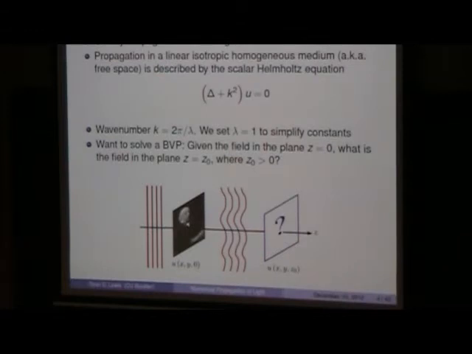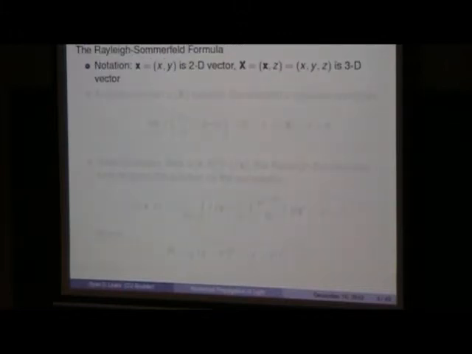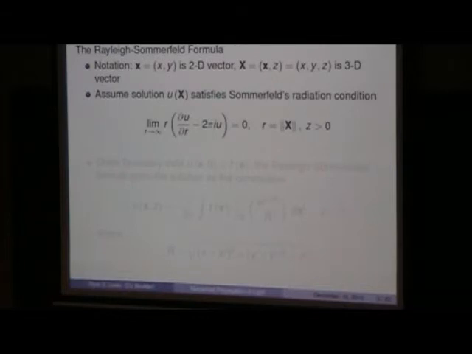And the problem we want to solve is a boundary value problem. If you're given the field in a plane, which we'll always take to be z equals 0, we want to know what's the field in some plane to the right, z equals z naught. As a point of notation, I'll have to use two-dimensional vectors and three-dimensional vectors. So a 2D vector will always be lowercase bold, a 3D vector will always be uppercase bold. Now we'll assume that our solution satisfies Sommerfeld's radiation condition, which gives us the outgoing solution to this problem.